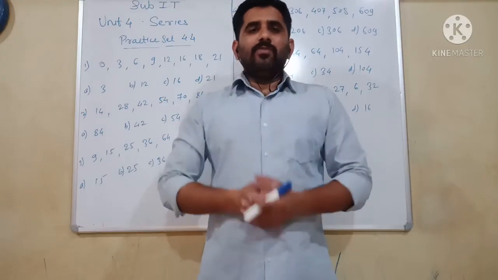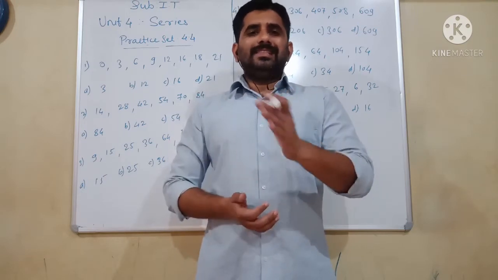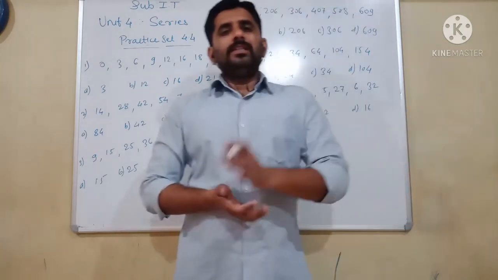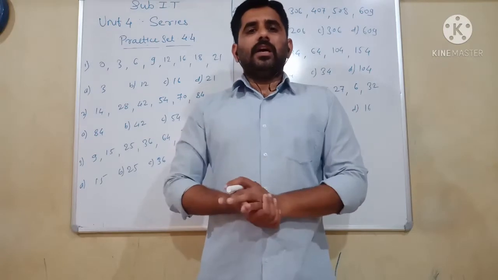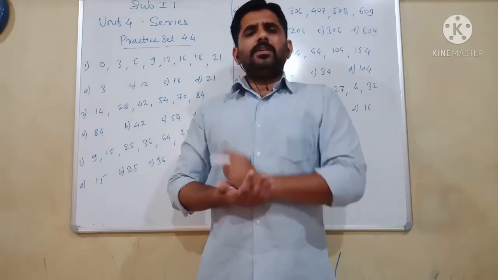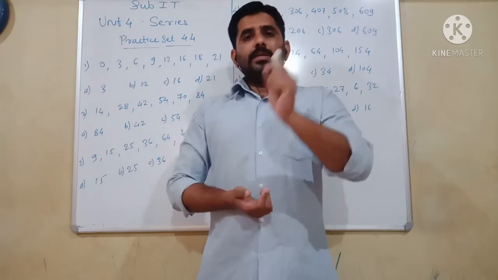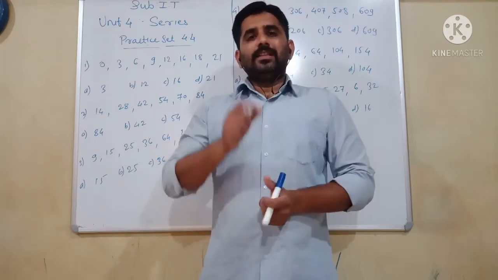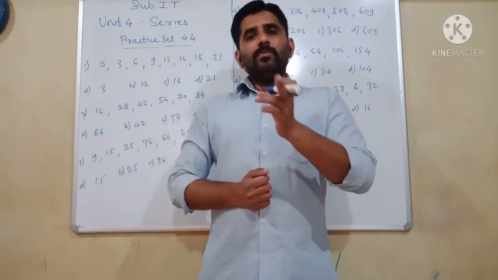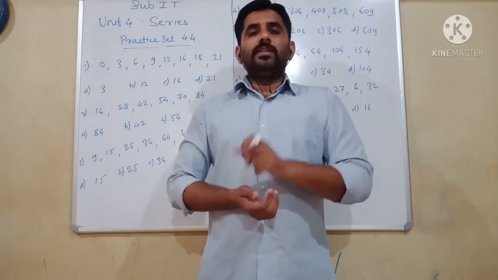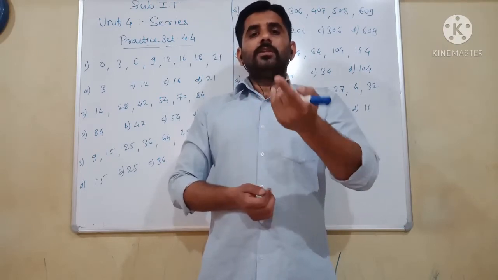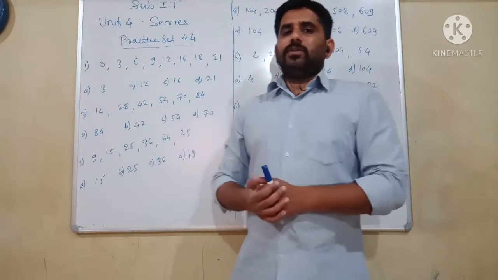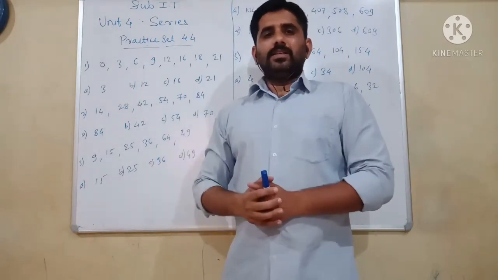Hello students and welcome back to unit 4, that is series. Today's topic is practice set 4.4. In this topic, a series of numbers is given. There may be a certain pattern that is followed, but one of the numbers does not follow this pattern, and it is expected to be the odd term. So from the given series, we have to find out which number does not form the pattern. That odd term has to be found from the given alternatives. So let's start.